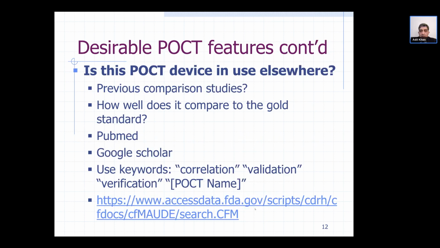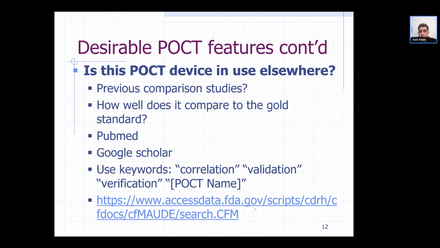The other features you should look out for is, has that point of care test been used elsewhere? So you need to do your due diligence and see what literature there is out there, and how well that point of care test compares to a gold standard. There are many search engines. You've got Google Scholar, which is a free service, and PubMed is also available. Some of the publications need to be subscribed to, but some are available as open access.